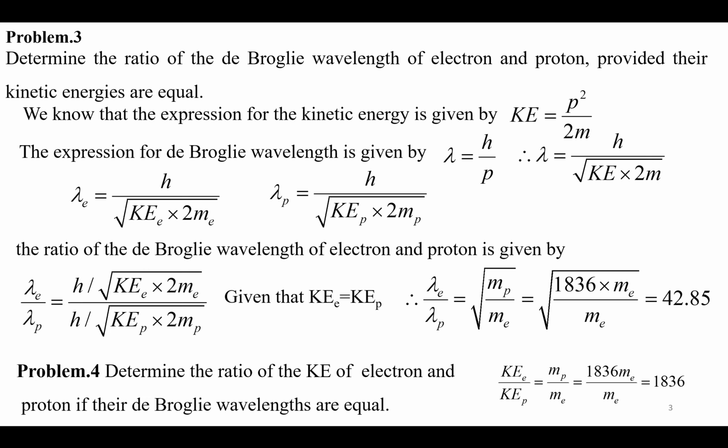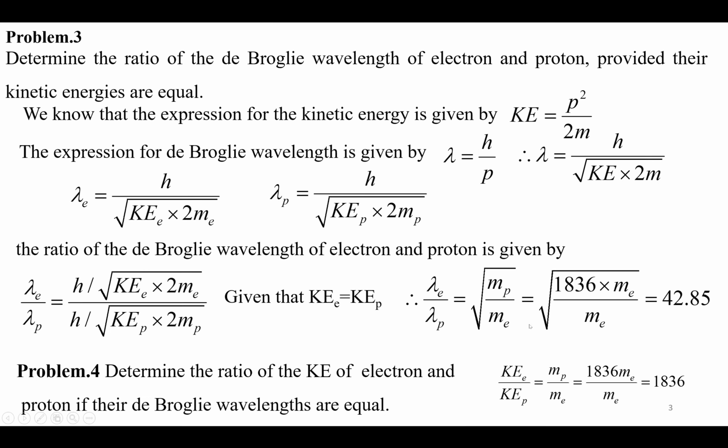And of course we know that mass of the proton is given as 1836 times mass of the electron. We have already studied this one. So me will cancel. So root of 1836 will give us the value 42.85. So that is the ratio, lambda E by lambda P, which is equal to 42.85.